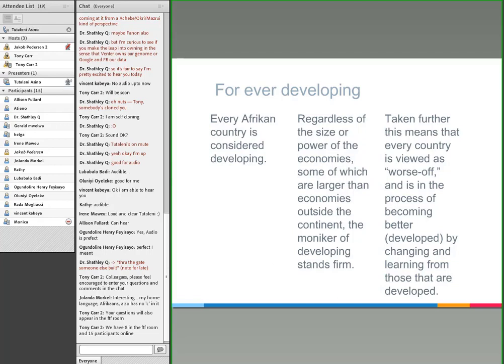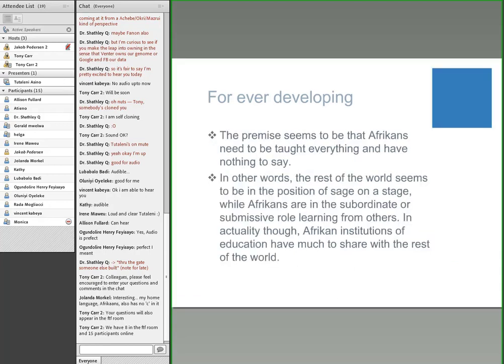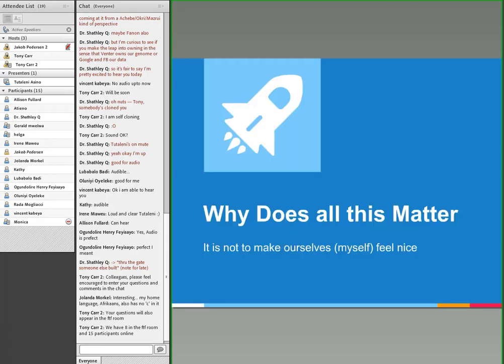I did this at a conference once in the US, and I asked people, can you name one European country that is developing? And nobody could name one. And can you name one country in Africa that is developed? No one can name one. So this idea that Africa is always constantly worse off than anybody else seems to have permeated so many different spaces. It positions Africa in a subordinate or submissive role, where everybody else has something to teach.